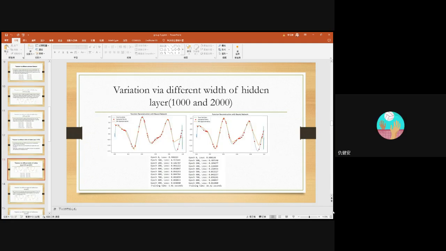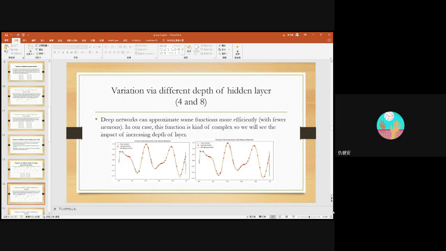And a further comparison between 1,000 and 2,000 neurons shows that overly wide networks not only extend training times, but also lead to degraded performance, emphasizing the need to find a sweet spot in network design. Next page. And then comes the variation with different depths of hidden layers.